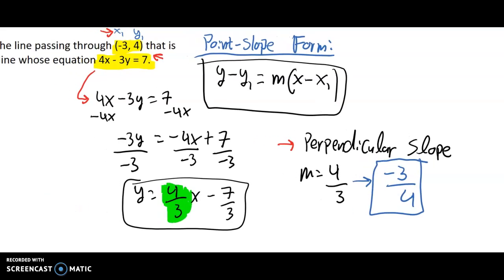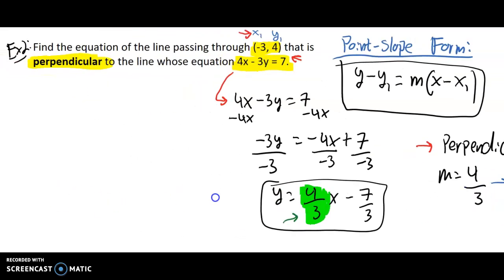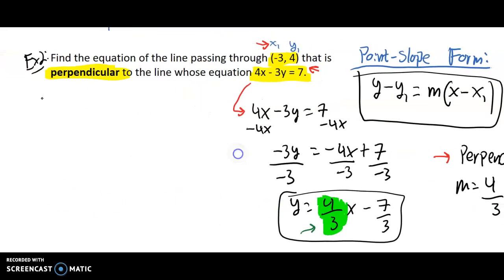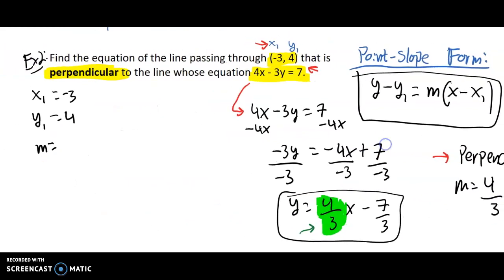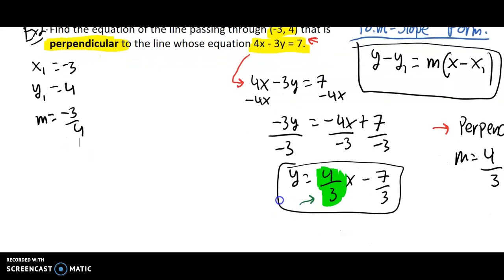They're going to give you a line. You need to find that line's slope. That's here in green. Then our new slope is going to be the one that is perpendicular to the given line. All right, so we have our point, x1 is negative 3, y1 is 4, and we found the perpendicular slope is negative 3/4. Great. Now all we need to do is plug into the point slope.